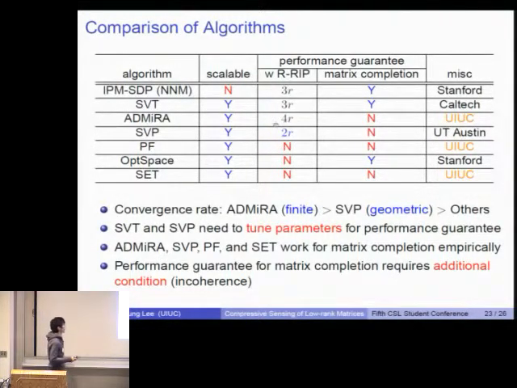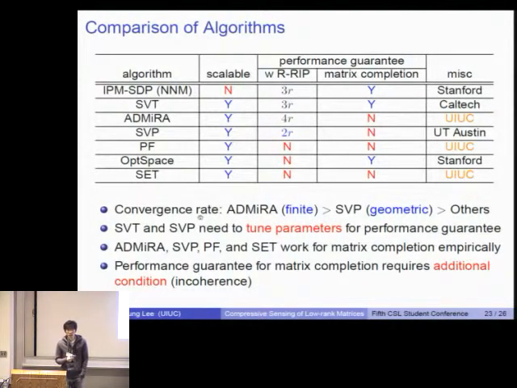weakest one. And for the matrix completion, unfortunately, this sampling operator doesn't satisfy RIP, but with additional constraints, namely incoherence, the Euclidean minimization and OptiSpace derive the performance guarantee for this matrix completion problem. But although there is no performance guarantee for matrix completion, the other algorithms, Admira, SVP, power factorization, and SET, work well for matrix completion empirically. And there are two more points.